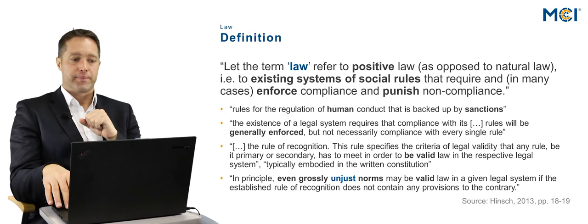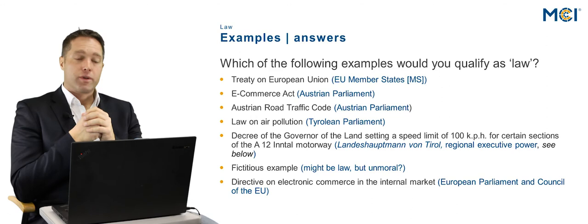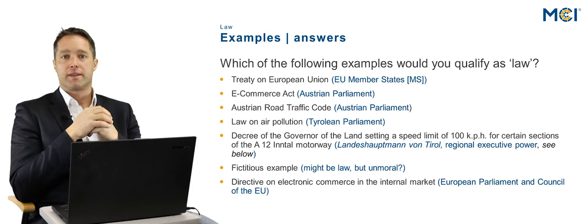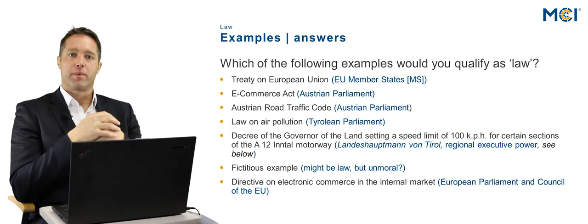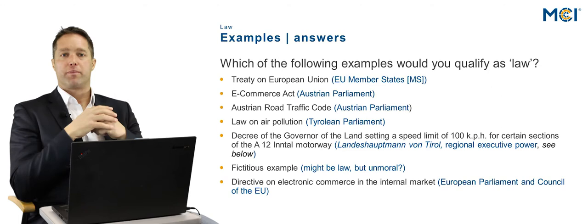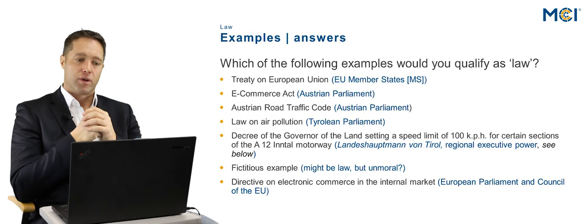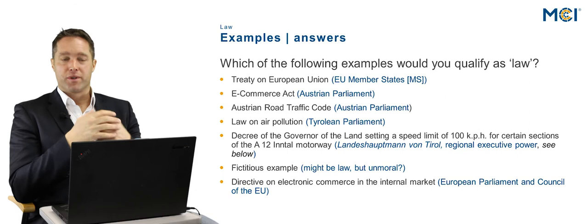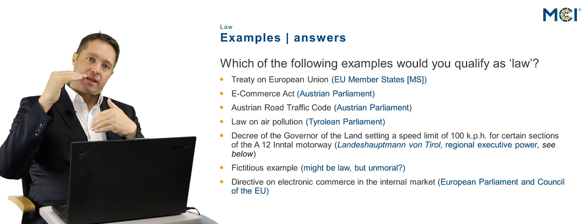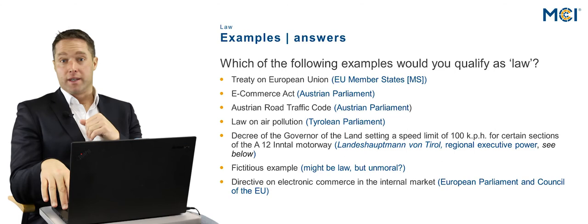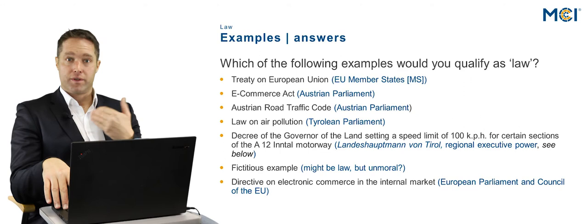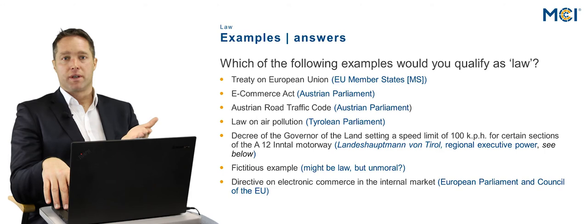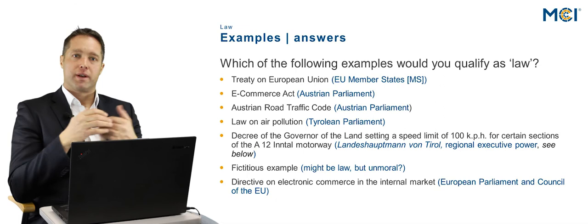Now, if we combine this definition and look at those examples from before, we have the Treaty on the European Union, which is a document enacted by the member states of the European Union. At national level, so one level below, we have two examples of law which has been enacted by the Austrian Parliament, and the one example which is already called law on air pollution has been enacted not at national level but at regional level by the Tyrolean Parliament. We have a decree which is enacted by the governor of Tyrol, so not by the Tyrolean Parliament. There was one example which was invented, but it can show you that there might be a gap between law and morality.